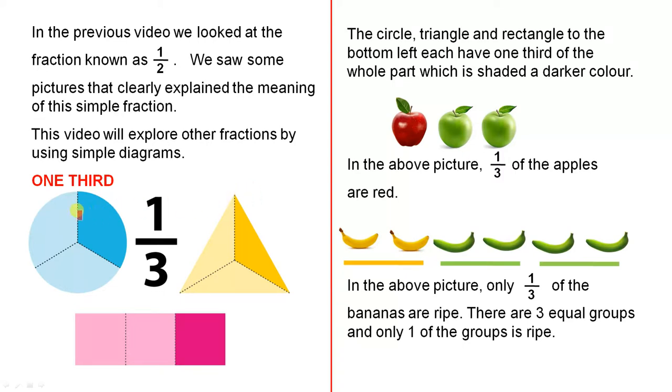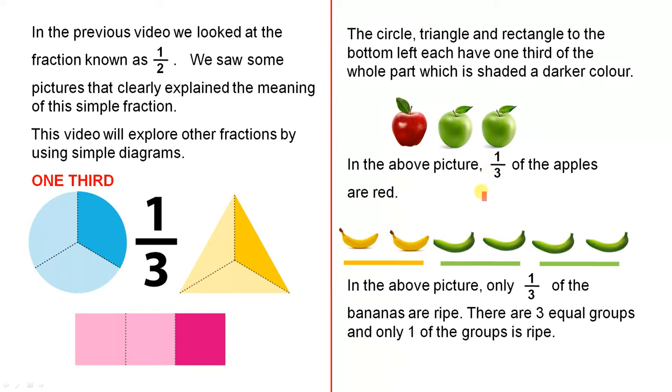See here, the circle is divided into 3 equal parts. One of those parts is shaded a darker colour, which is 1 out of 3. One of the parts of the triangle is shaded a darker colour, 1 out of 3. And one of the parts of the rectangle, they're all equal parts, is shaded a darker colour, which is 1 over 3.